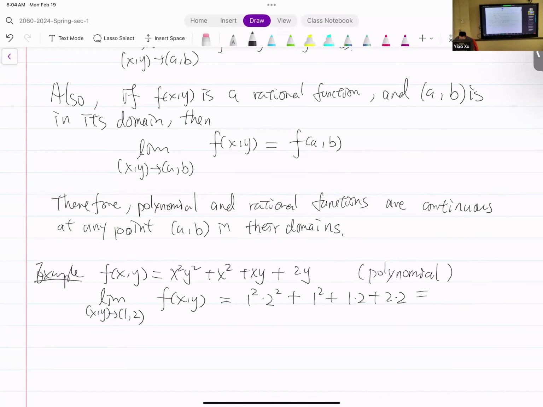And so basically we have 4 plus 1 plus 2 plus 4. Okay. So that's 11.